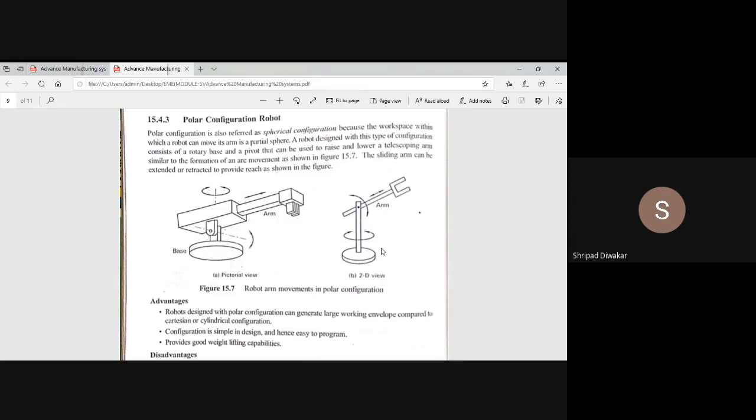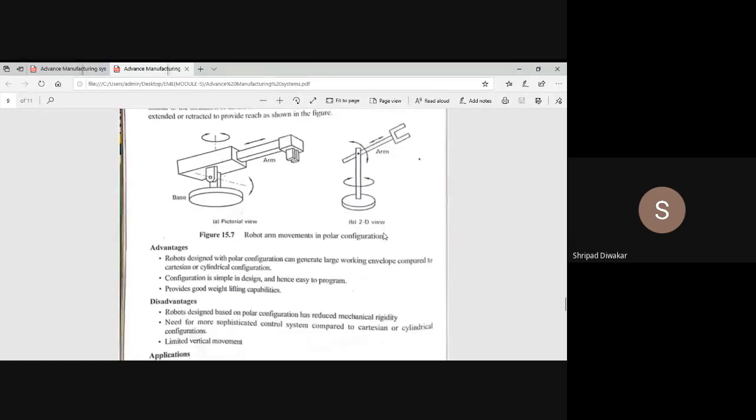Because whatever workspace or envelope we are getting in the case of polar configuration is that of a partial sphere. The second one is the cylindrical shape. The workspace we are getting in cylindrical coordinates, and this is spherical coordinates. The workspace or envelope we are getting in the case of a polar configuration robot is of a partial sphere. Here we are having the base, and this is called the pivot. You remember we are having a part called pivot in polar configuration. Here spherical coordinates we will get.